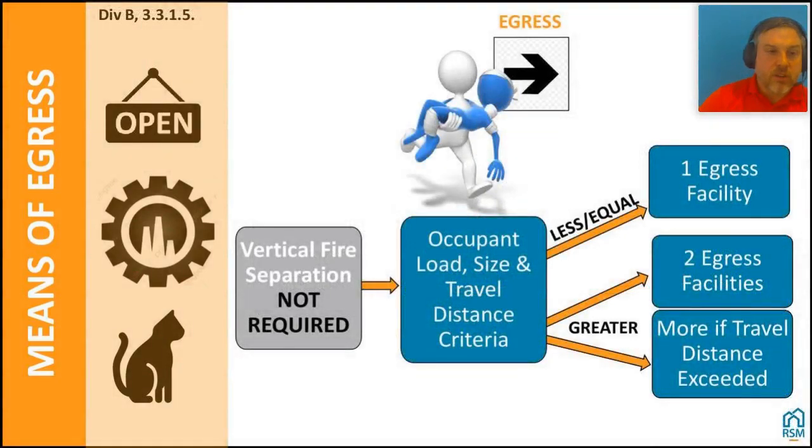And of course, when we're dealing with the open and the ILO and the catwalks, means of egress is done essentially the same as the last one. The vertical fire separations are not required for these. If you meet the occupant load size and travel distance criteria, then you need only one. But if you go over top of that criteria, you're going to need 2 sets of stairs off of that mezzanine, and you might need 3 depending on the travel distance requirements. So it comes back to, again, like we discussed, the vertical fire separation. Is it required or not?